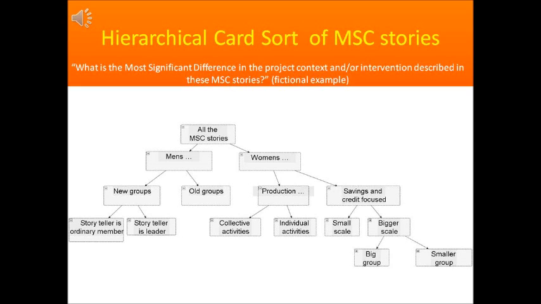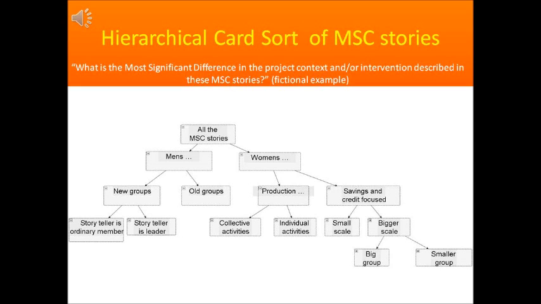Then the process proceeds in the same way, just repeating the same questions. With the group of stories all to do with women, the participants are asked again to split that group of stories into two subgroups according to the most significant difference in either the context or the intervention that makes a difference to the outcome. And in this case, they've split the stories into stories about production activities and stories about savings and credit activities. And so the process keeps repeating.